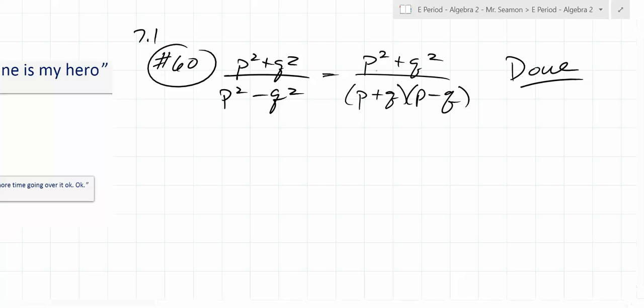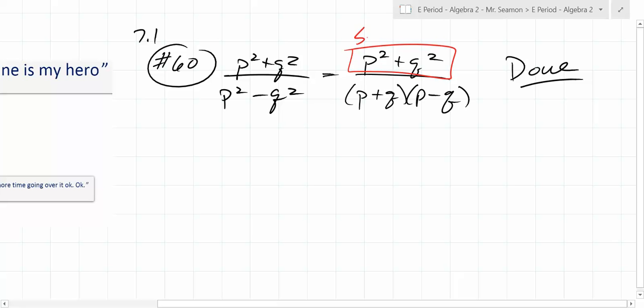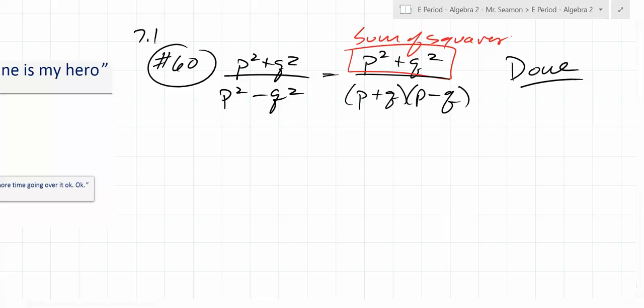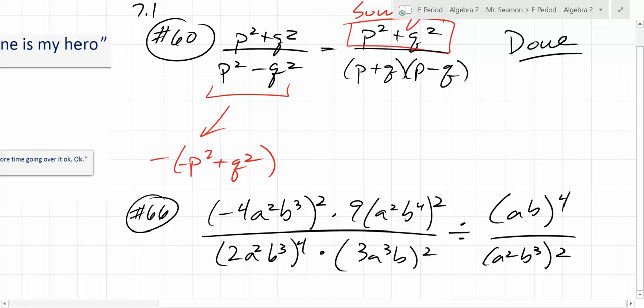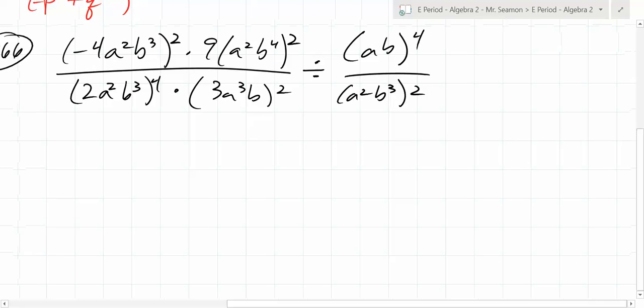This right here, I've said it many times: sum of squares. Do we have any way to factor a sum of squares? No. You are done. There's nothing you can do. You can't cancel. Once again, there's nothing you can do.